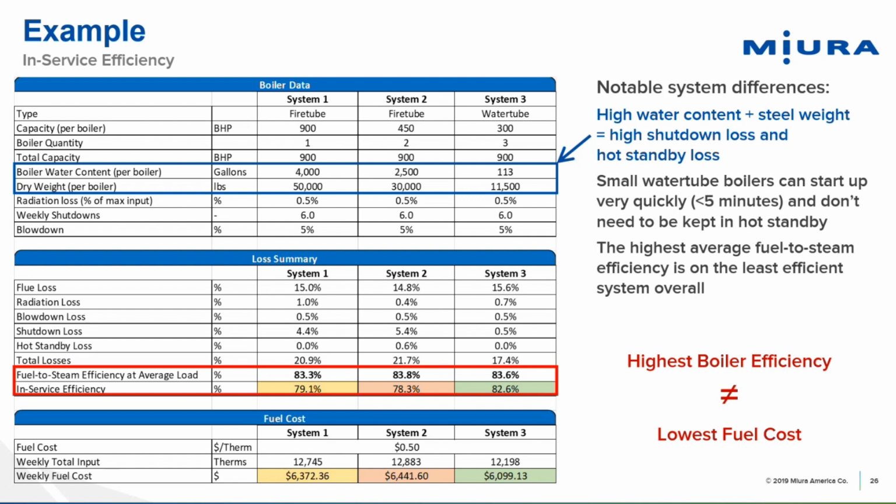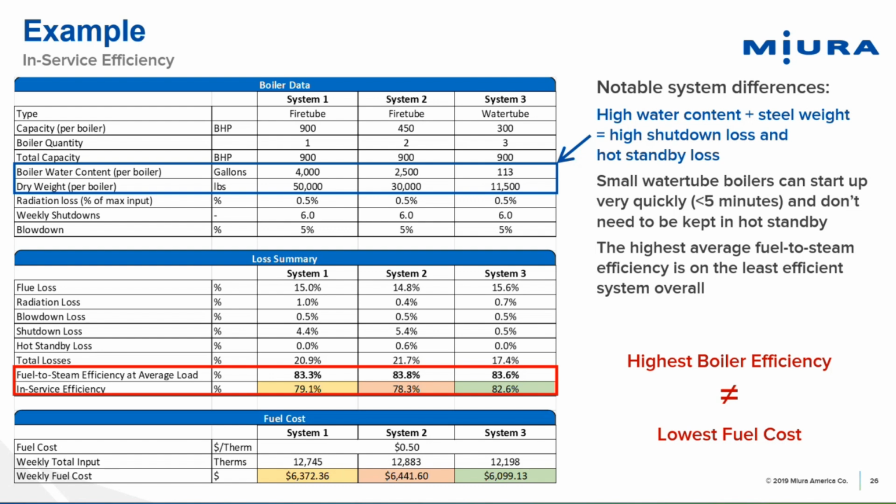Another important point is that the small water tube boiler can start up very quickly, in under 5 minutes. So we don't need to be keeping it in hot standby. We're able to bring up that third boiler from cold very quickly. So hot standby losses are 0 for the small water tube system, whereas in System 1, the boiler is always hot, so there's no hot standby losses. Then System 2, that second boiler is going to be losing energy to the atmosphere at all times.